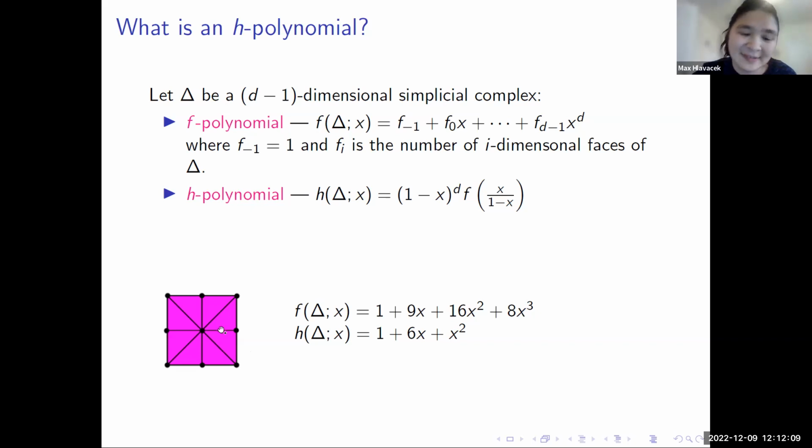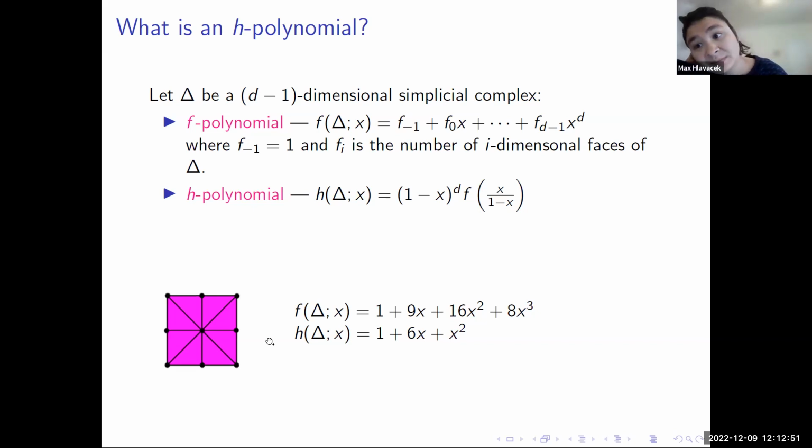So for this subdivided square right here, this is a simplicial complex, and we're going to be seeing simplicial complexes that look a lot like this when we start talking about barycentric subdivisions. Here, we always say that the constant term is 1, and then the coefficient of x is the number of vertices. There are 9 of those. The coefficient of x squared is the number of edges, and I believe previous me counted that there were 16 of these. The coefficient of x cubed is the number of filled-in triangles, and there are 8 of those. So this is the f-polynomial of the simplicial complex.